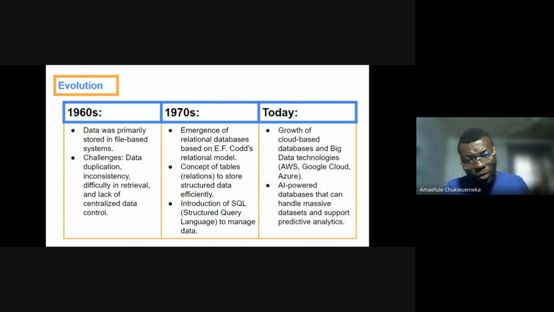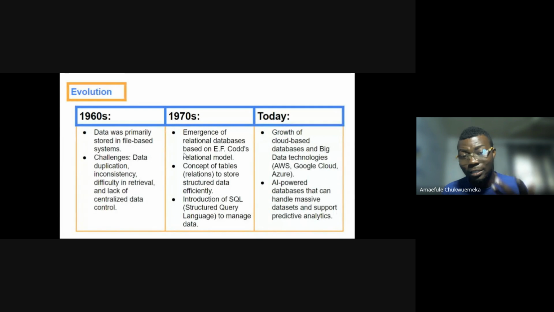They solved it. We came to the 1970s, and the need for relational databases came in. There was a model being developed back then called the E.F. Codd relational model. This model was designed to help the systems as at then in the 1970s understand and manage relational databases. That was when relational databases came into the picture. So relational databases were a very important feature for that system in the 1970s.